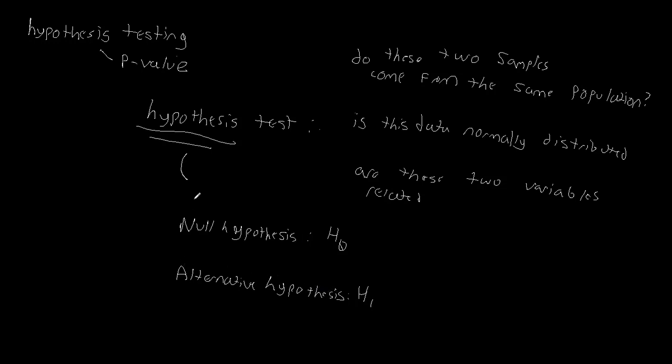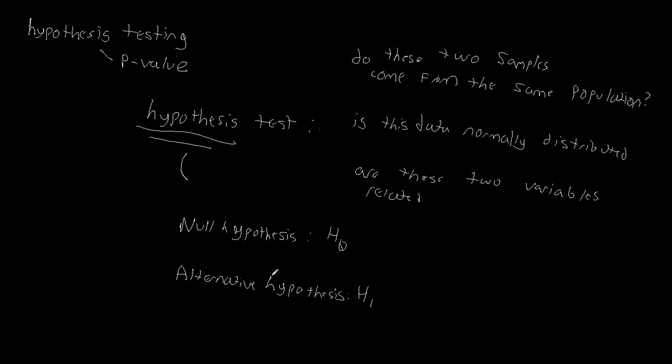Basically what we've done with hypothesis testing is set up these questions in such a way that there's only two possible choices. Do these samples come from the same population? Yes or no. Then we're going to set up some sort of statistic that we will run, and then we will calculate a p-value, and that p-value will be related to the null hypothesis or the alternative hypothesis.